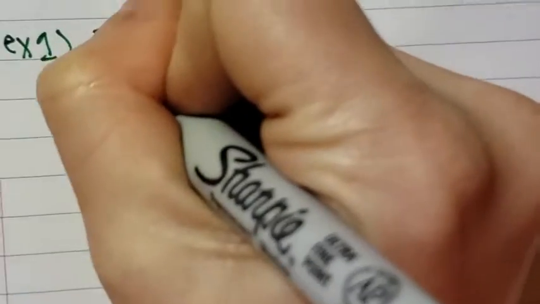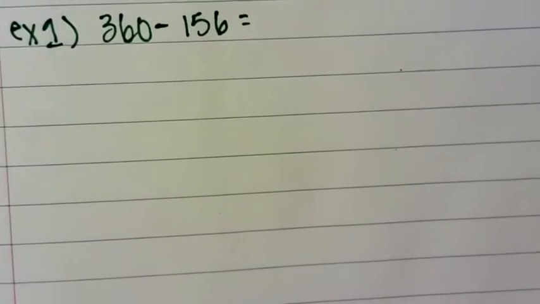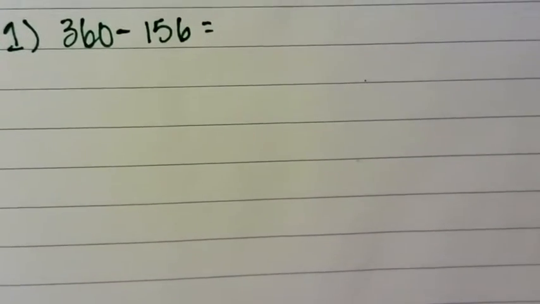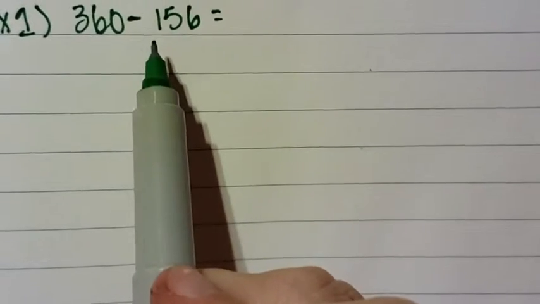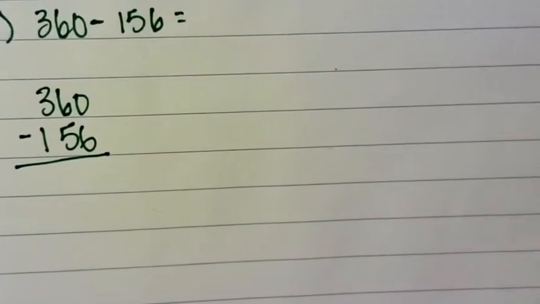So the first example that we are going to do is 360 minus 156. So the first step is that you're going to move this into standard notation, and standard notation is just the 2 numbers above each other. So we're just going to move it into 360 minus 156 like this.